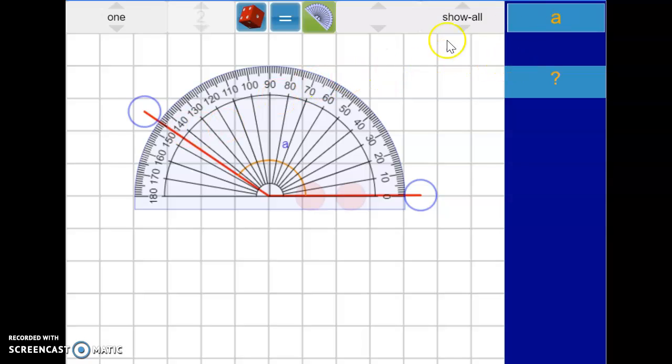I believe it's 144 though. Yeah. So then that's how you measure obtuse angles. Again, we're making sure that we're lining up the vertex with the hole here. That's very important when you're measuring with a protractor.